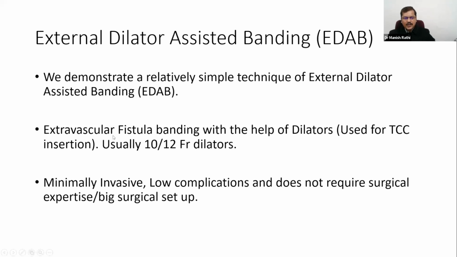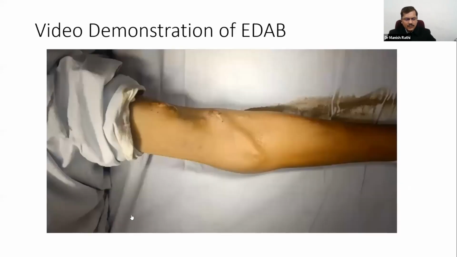So what we are doing in this technique is putting a band externally. We are not going internally, intraluminally in the fistula, just an external banding with the help of dilators. And these are the dilators which are used for placing your tunnel catheters. Usually we use the 10 to 12 French dilators. It is minimally invasive with low complication rates, and does not require a big surgical backup or expertise. So we go to the video demonstration of this procedure.